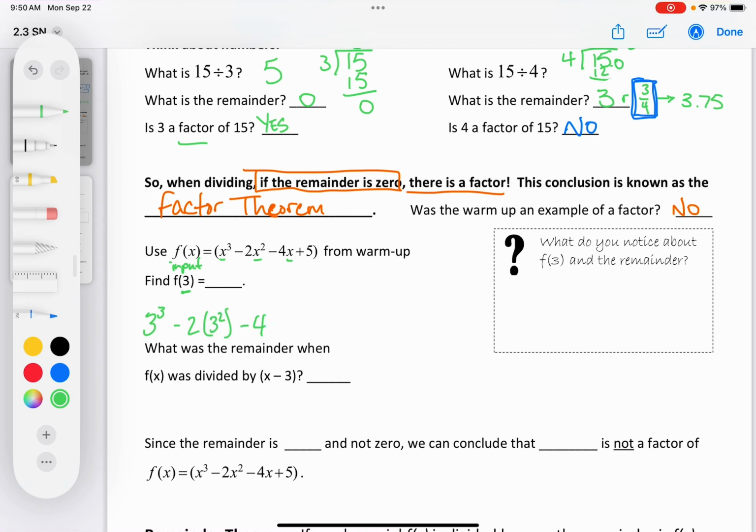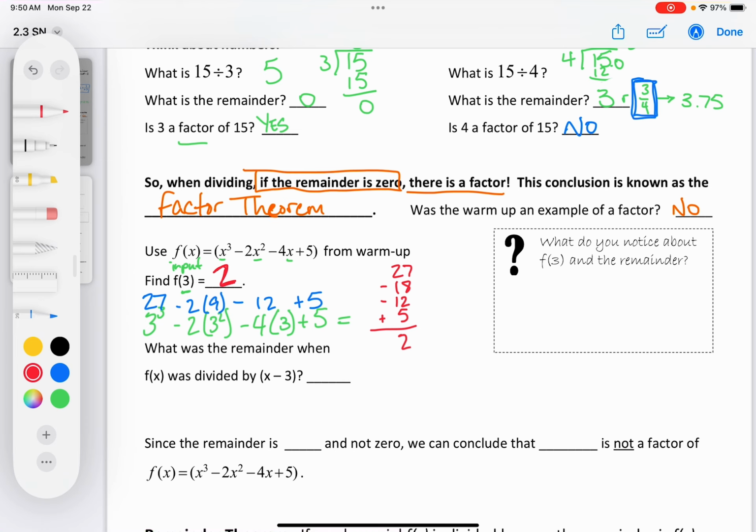And it's really important here that you follow proper order of operations. So first off, we have 3 cubed, which is 27. And then we have negative 2 times 3 squared, which is 9, minus 4 times 3, which is 12, plus 5. And so I've got this chain of 27 minus 18 minus 12 plus 5. And if you work all that out, it will give you 2. The answer to f of 3 is 2.